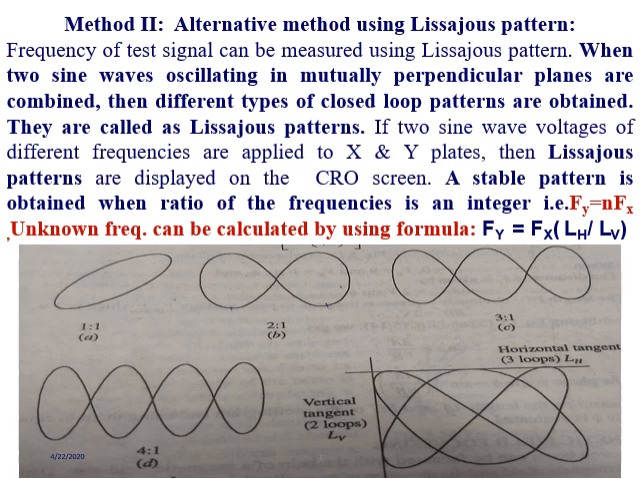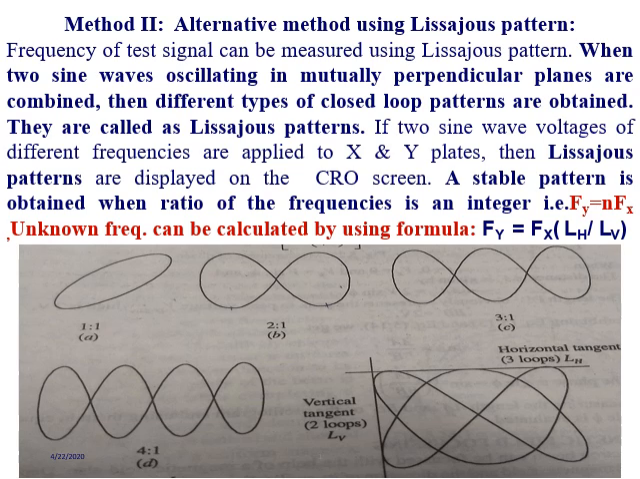Here it is an ellipse, then a figure of 8 horizontally, then with two sine waves we are getting the 3 loops here. So these are the closed loop patterns. These closed loop patterns are called Lissajous patterns. And a stable closed loop pattern can be obtained only when the ratio of their frequencies is an integer, that is fy upon fx is equal to n, or fy is equal to n into fx.